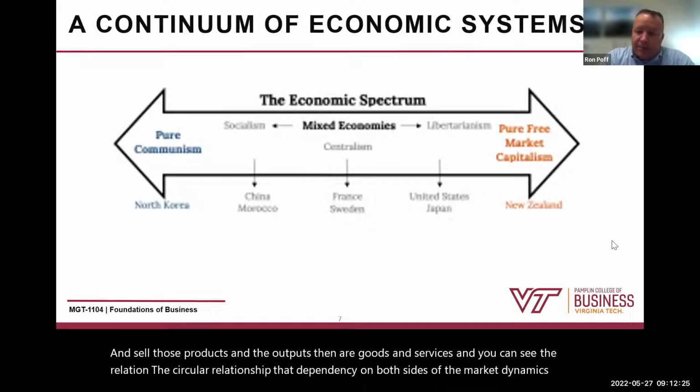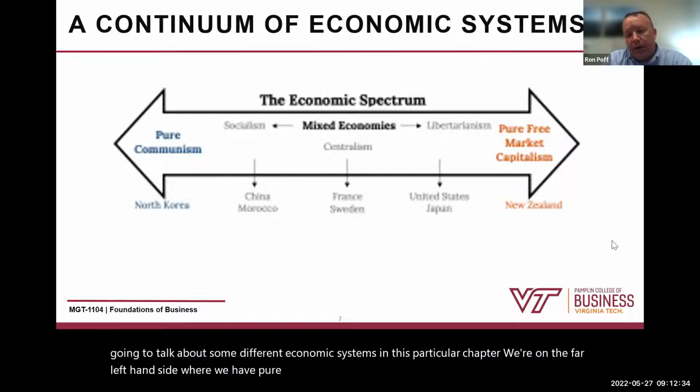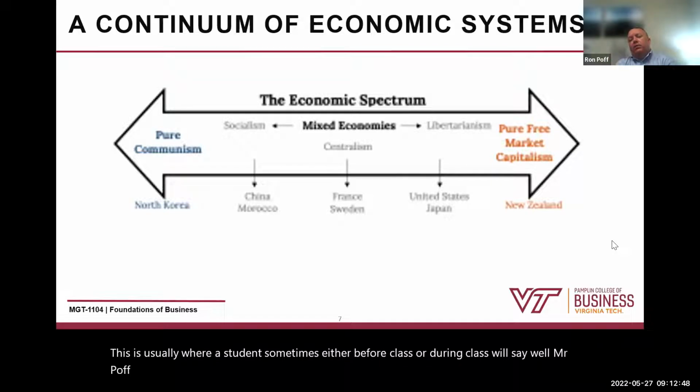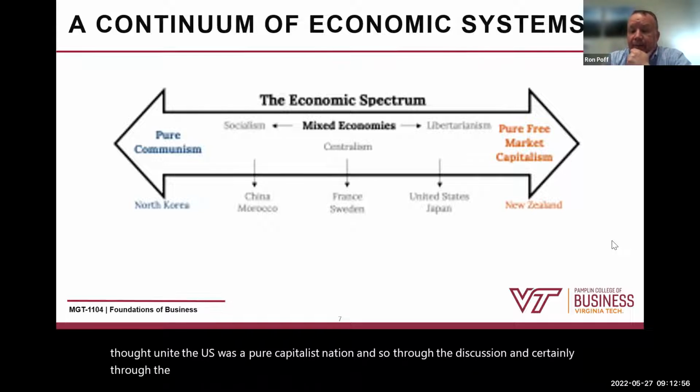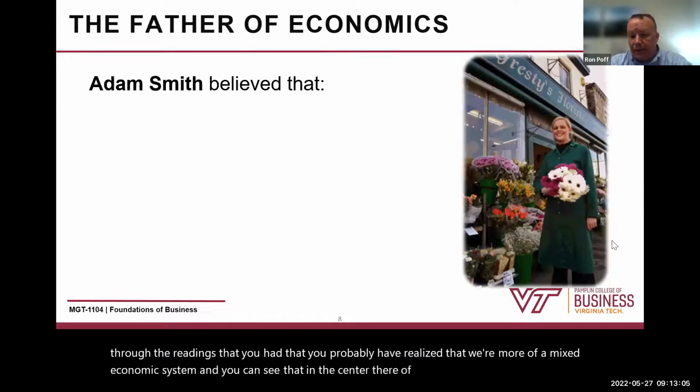We're going to talk about some different economic systems in this particular chapter. We're on the far left-hand side where we have pure communism, all the way over to the far right-hand side of a pure free market or capitalism. This is usually where a student, sometimes either before class or during class, will say, well, Mr. Pomp, I thought the US was a pure capitalist nation. So through the discussion and certainly through the readings, you probably have realized that we're more of a mixed economic system, and you can see that in the center there of the economic spectrum.